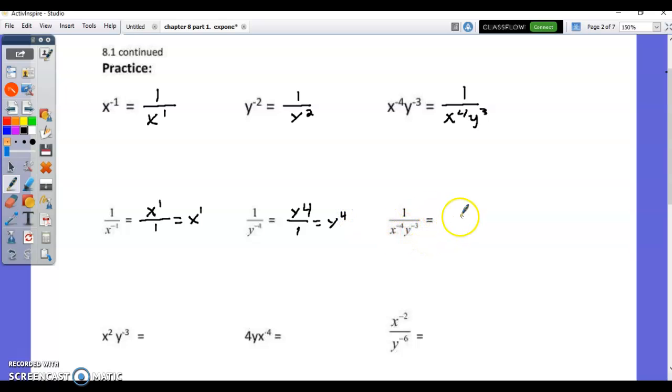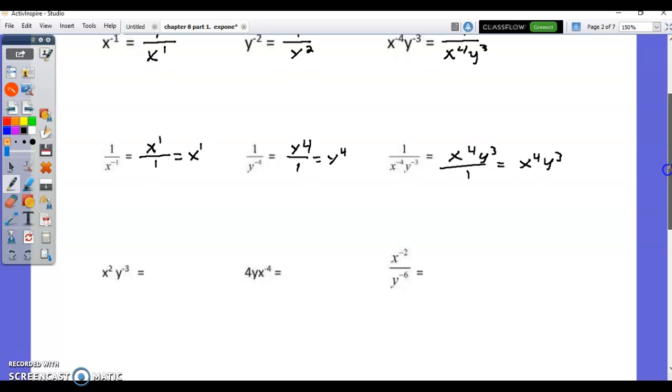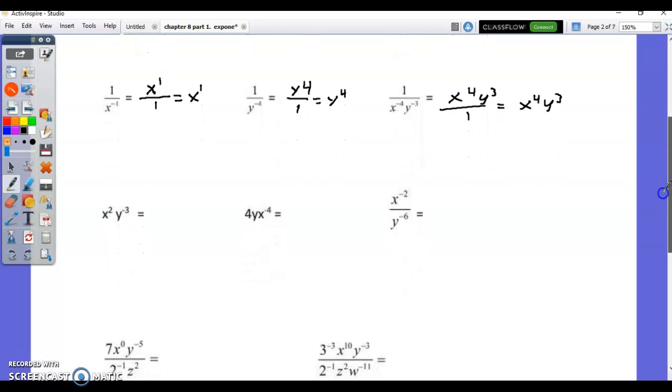Here, both of these would move to the top, and we would get x to the 4th, y to the 3rd, and we can put it over 1, but we can really just write x to the fourth, y to the third. Okay, so now sometimes you're going to have ones that are positive and negative, and that's where it kind of gets a little interesting. It's kind of fun, but we're just moving things to the top and the bottom.